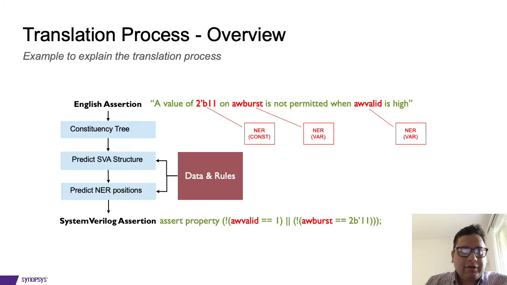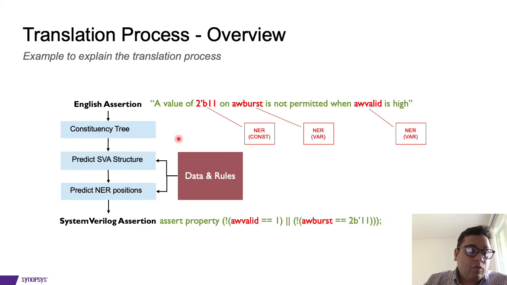Now let's talk about the translation process. We take an English sentence and we create the constituency tree from that. Once the constituency tree is created, then we detect the NERs in that sentence. So in this particular case, if you see, this is the NER constant, and these are the two variables that we have detected. Now we replace these NER tokens in the constituency tree. We do our enhancement of the constituency tree.